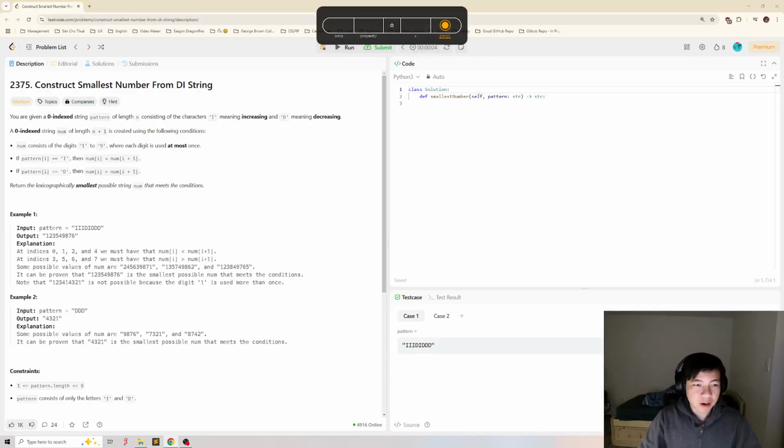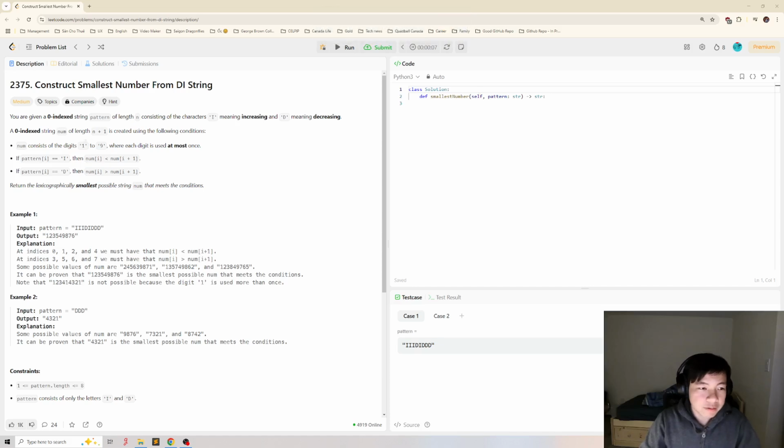Construct the smallest number from a DI string. You are given a 0-indexed string pattern of length n consisting of the characters I, meaning increasing, and D, meaning decreasing. A 0-indexed string num of length n plus 1 is created using the following condition: the digits 1 to 9 are used, at most once each. So let's have nine numbers.